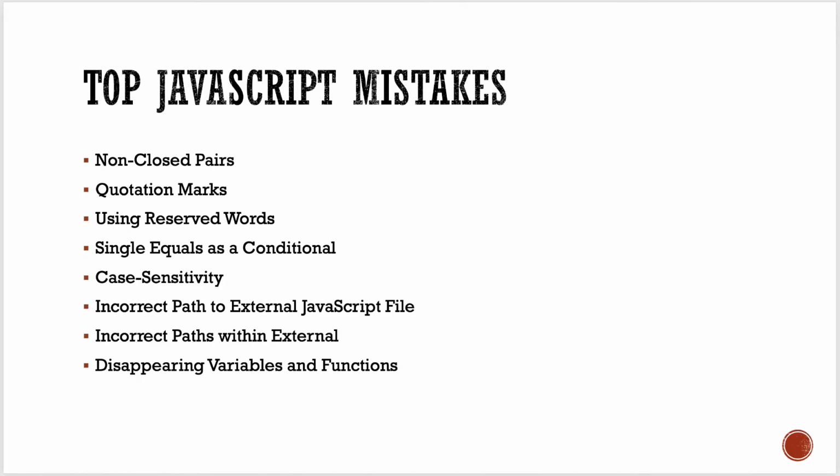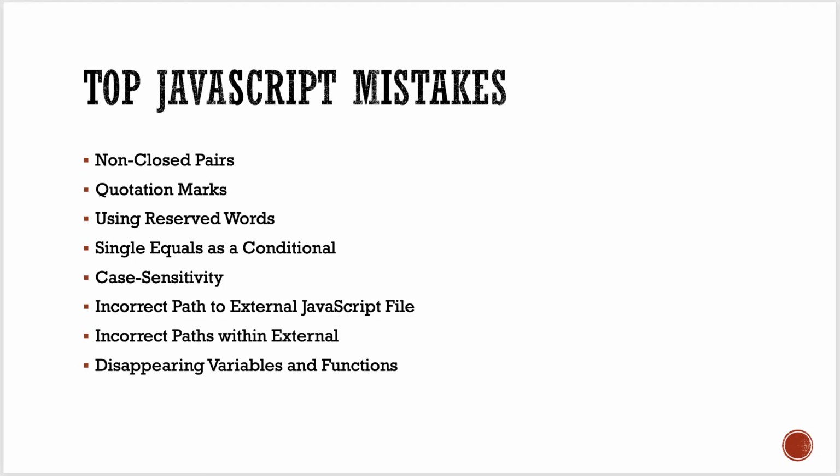The third mistake is using reserved words, that is keywords within the JavaScript language, like new, as the name of a variable. And one needs to keep that in mind. The fourth JavaScript mistake that people make is confusing equalities, assignment operators versus comparison operators. A single equals is not a conditional. A single equals is an assignment. But sometimes people use it as a conditional when it really isn't.